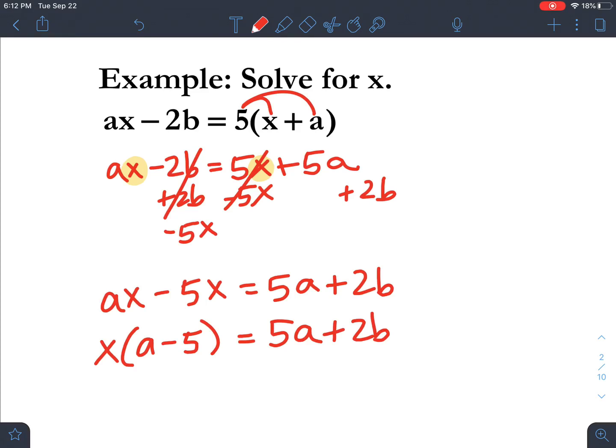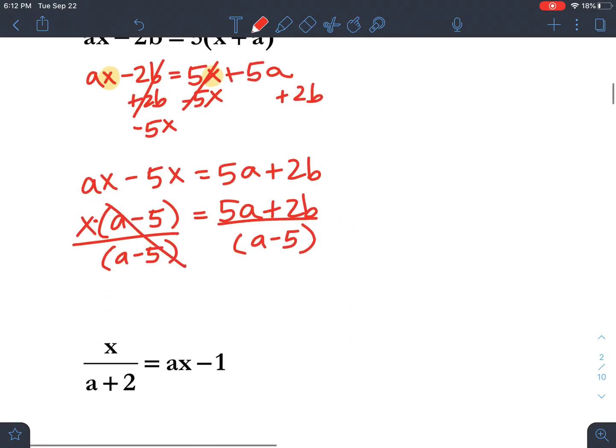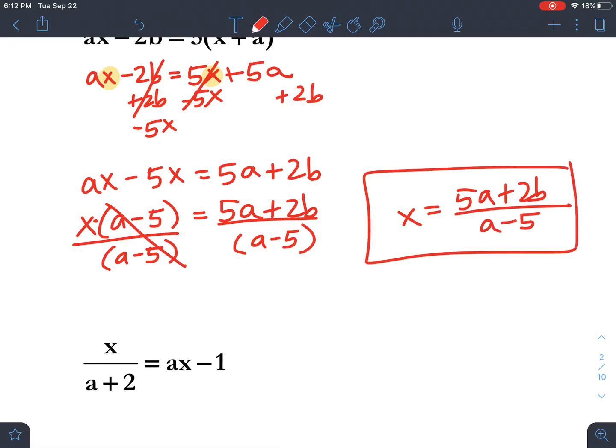So now that I have x times something, my very final step is just going to be divide by that entire parentheses. So I'm going to end up here with x is equal to 5a plus 2b over a minus 5. And we remember from last unit, we can't just cancel out a's or anything like that, since it would have to be the same binomial to cancel out, or the same factor.